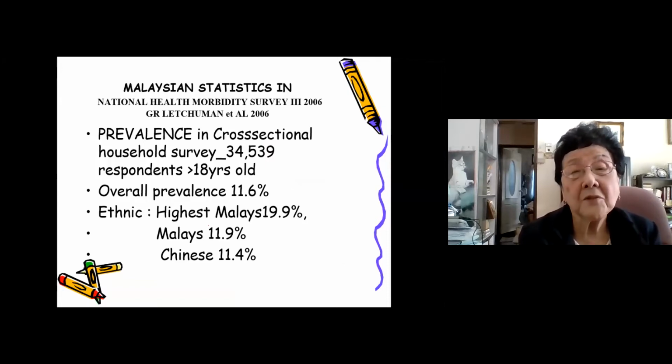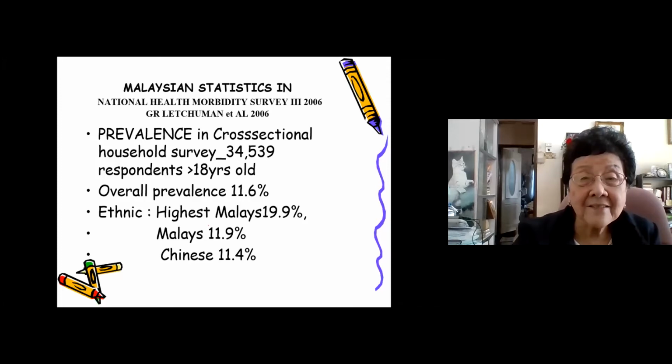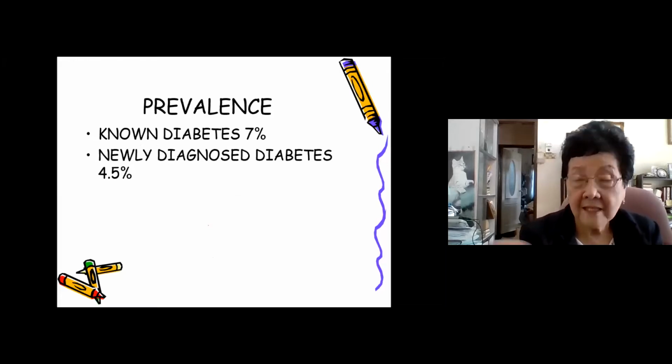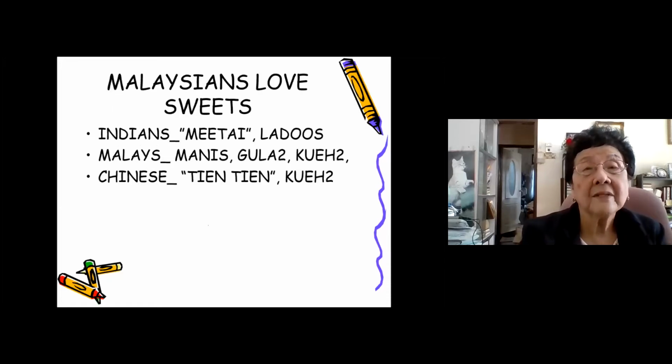And you can note from here, because we are multiracial, the highest prevalence is Malays, who love kuih kuih also, 11.9%, and the Chinese 11.4. I think I made a mistake there, sorry. I think it should be a typo. It should be Indians 11.9 and Chinese the lowest, 11.4, okay? The prevalence of known diabetes is 7%, and newly diagnosed diabetics are 4.5.